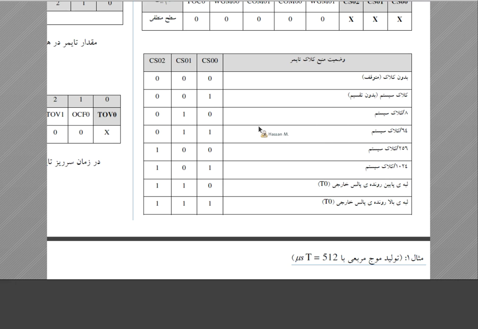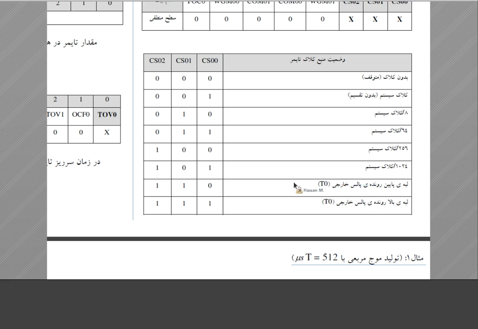But in timer mode, you are counting in fixed intervals, maybe 1 microsecond each, or 1 divided by 8 microsecond each. In counter mode, we are counting external events. It isn't in our hands. That's right.